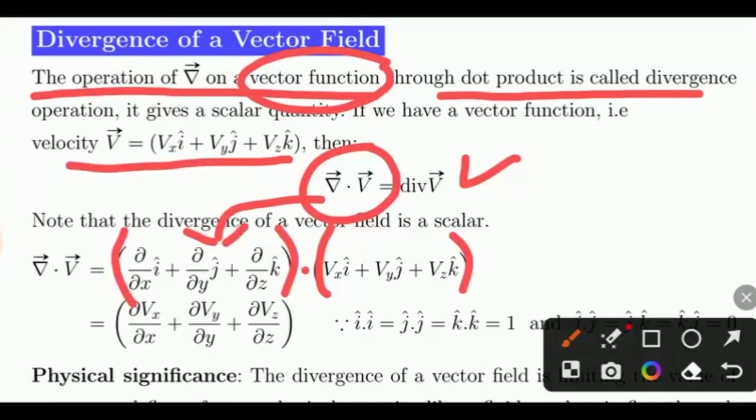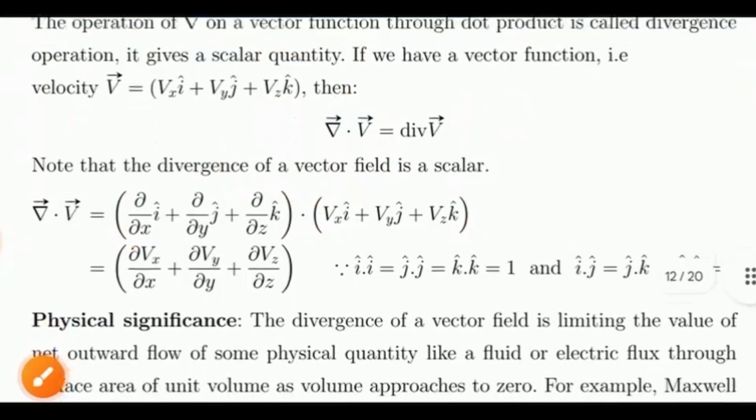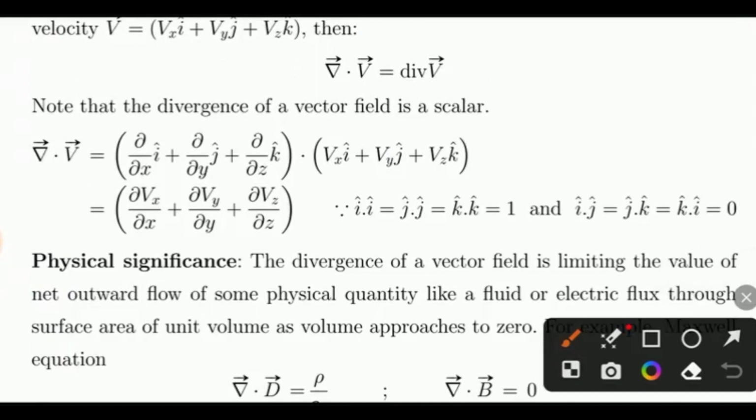And we know from the dot product, as we saw in our previous lecture, that only the product between the similar vectors will remain, and the dot product among the different unit vectors will vanish. Here you see i dot j, j dot k, k dot i is equal to 0, and for a similar unit vector, the dot product will be retained. So we get partial Vx over partial x, because i dot i will become equal to 1, and similarly partial Vy over partial y plus partial Vz over partial z.